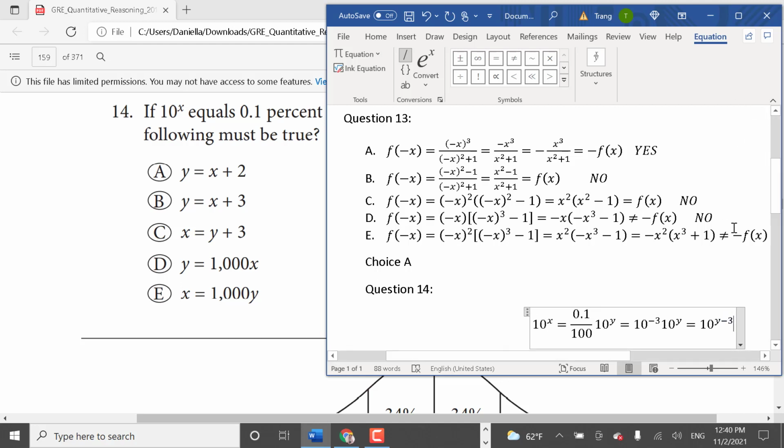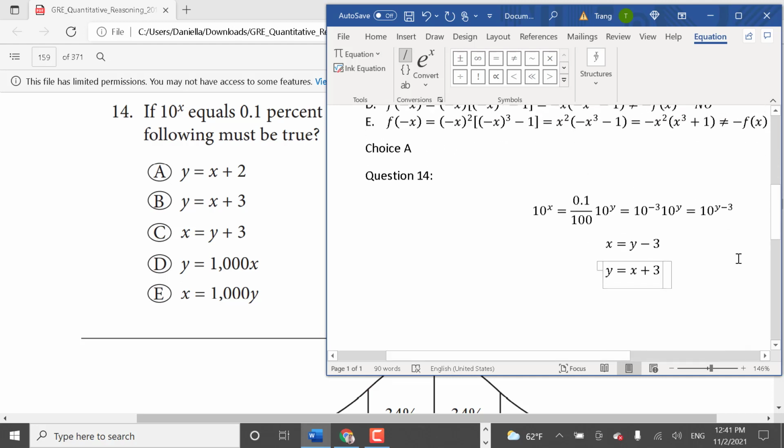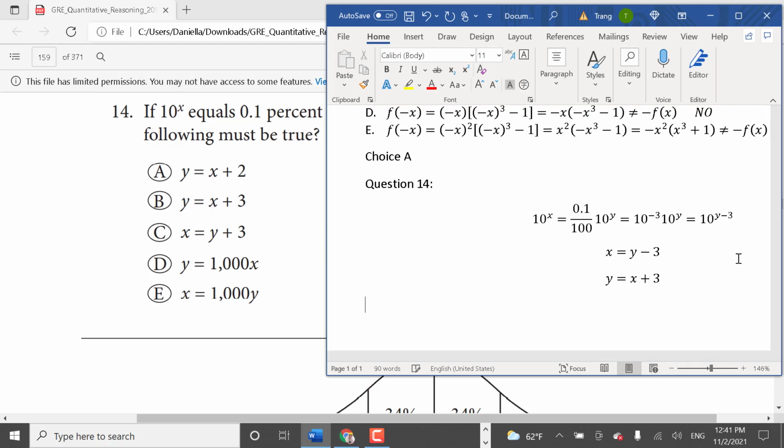From here we have an equation: 10 to the x is equal to 10 to the y minus 3. They have the same base, so the exponents should be the same. So x should be y minus 3, and this is the relation between x and y. We rewrite it a little bit: it is similar to y is equal to x plus 3. And we check with the statements, and we see that B is the correct answer. So we go for choice B. Let me show you the question one more time.